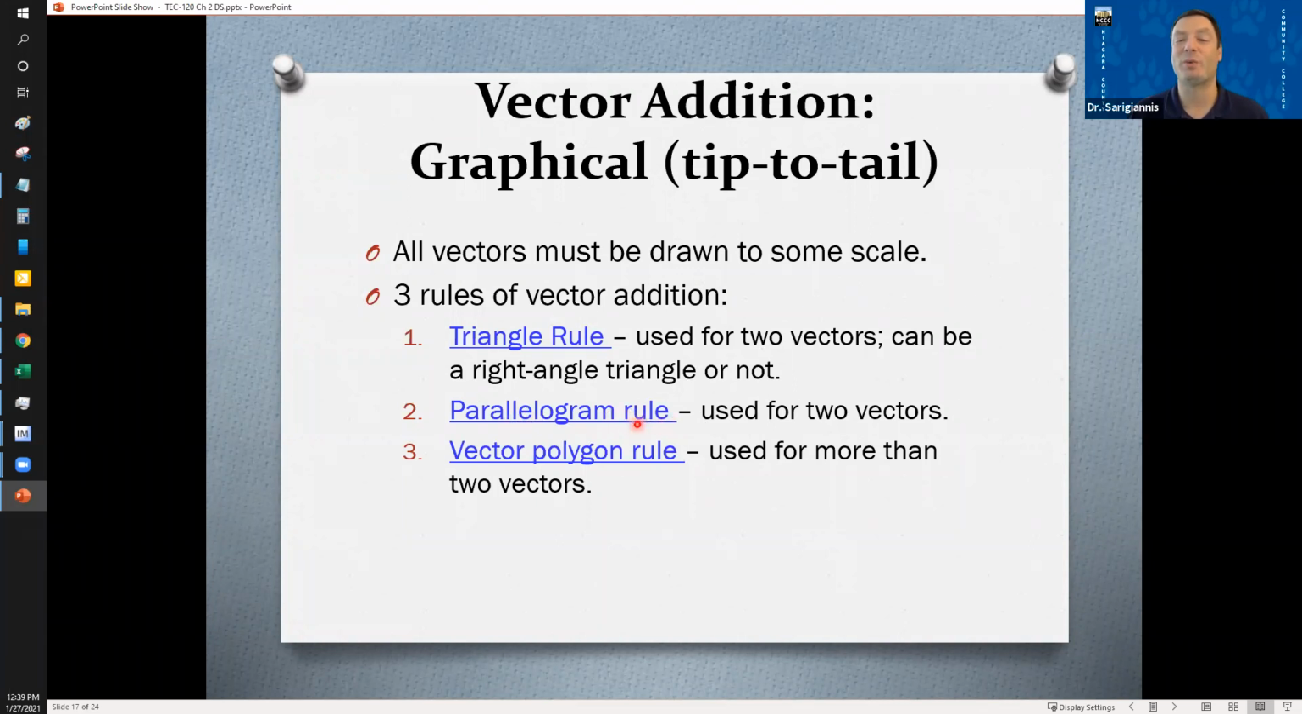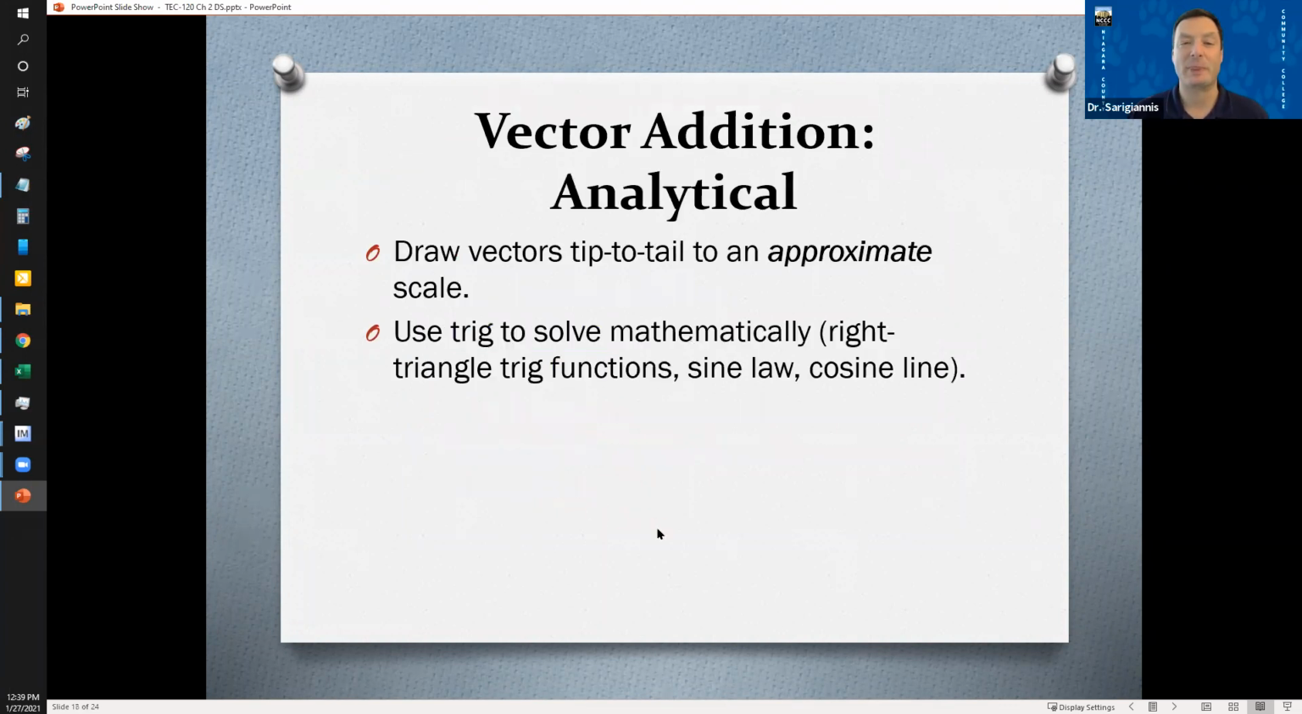Parallelogram rule, this is another way of analyzing two vectors. And then we've got the vector polygon rule. That's used for more than two vectors. All right, vector addition: tip to tail, and approximate scale. Oh, it rhymes. And then we're going to use trig to solve the mathematical functions.